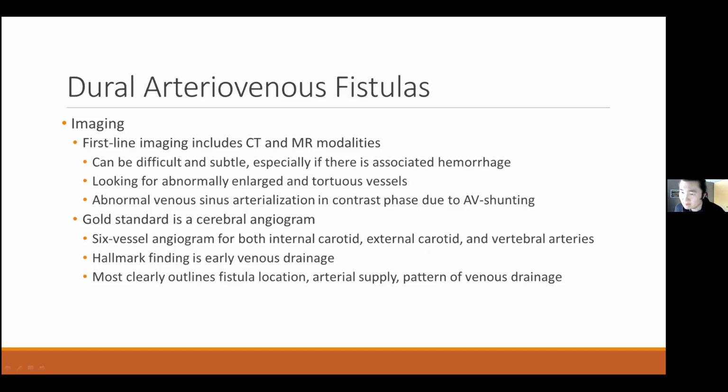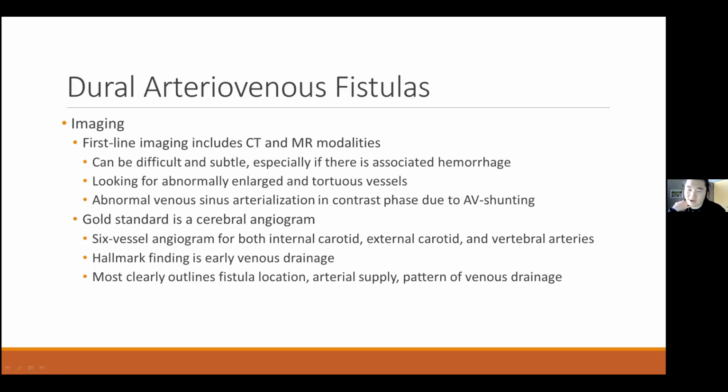Cerebral angiograms are the gold standard for detecting these, and when you're evaluating them, you want to get the full shebang. You want bilateral runs in the carotids, internal and external, as well as in both vertebrals. The hallmark of dural AV fistulas is the presence of early venous drainage because of that high flow fistula.